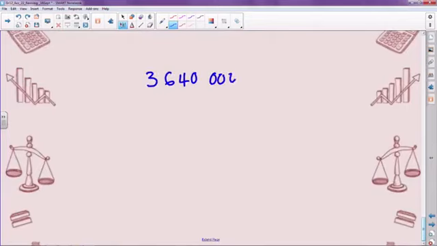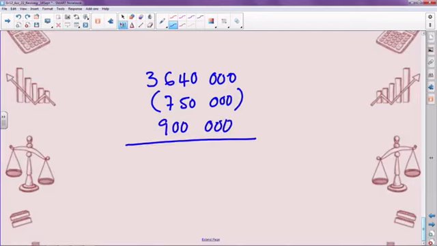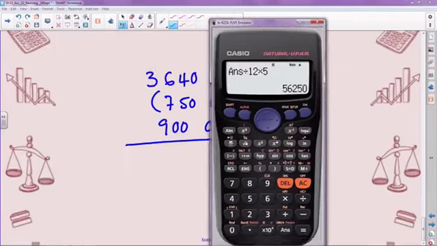3,640,000. That's my balance at the beginning of the year. Right. Did I dispose of an asset? Certainly I did. How much? 750,000. You recall the cost price of the vehicle that you disposed of. And did you purchase a new asset? Certainly you did. How much? 900,000. That then would give you your cost price of your vehicles at the end of the year.